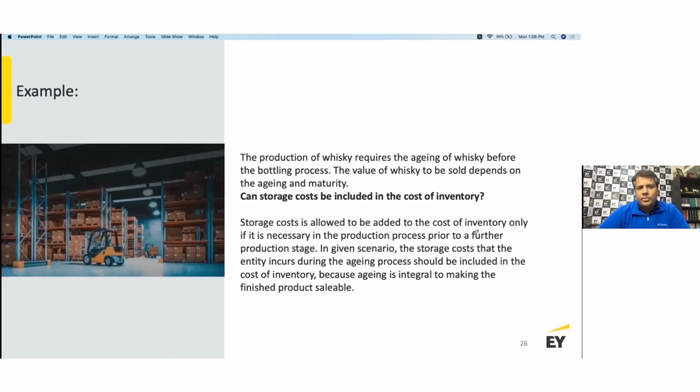Prior to a further production stage. In the given scenario, the storage cost that the entity incurs during the aging process should be included in the cost of inventory because aging is integral to making the finished product sellable, right? Aging is integral to the whole manufacturing process of liquor. All right, I hope this example is clear.